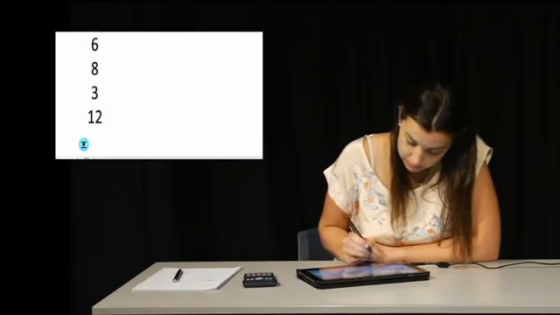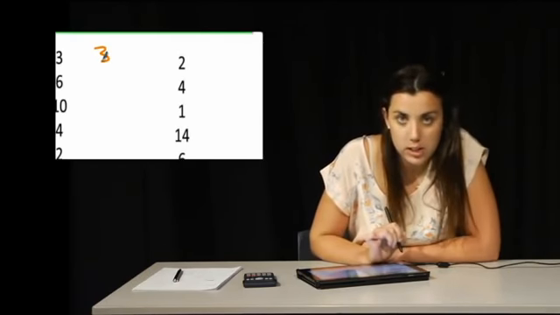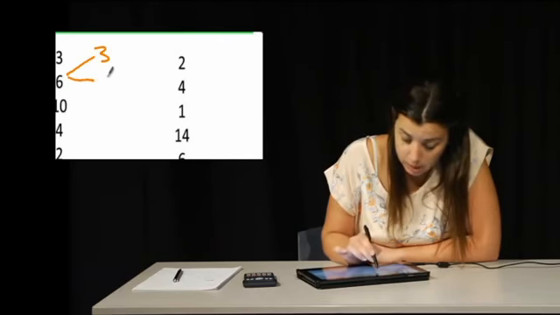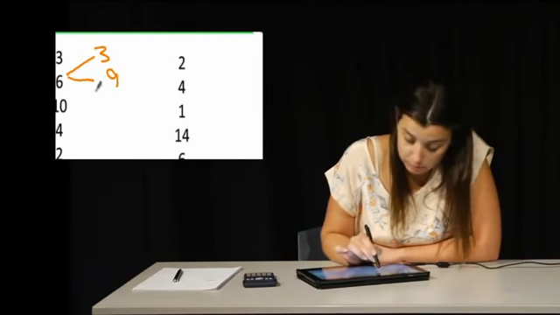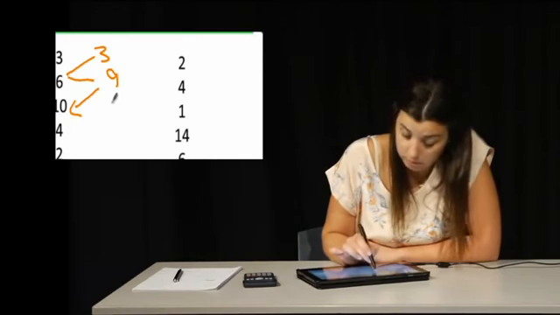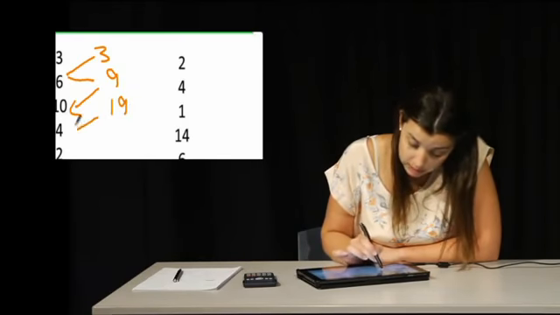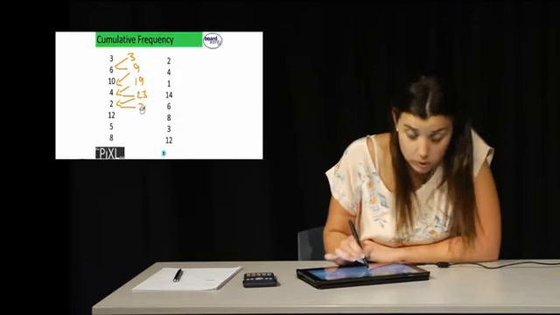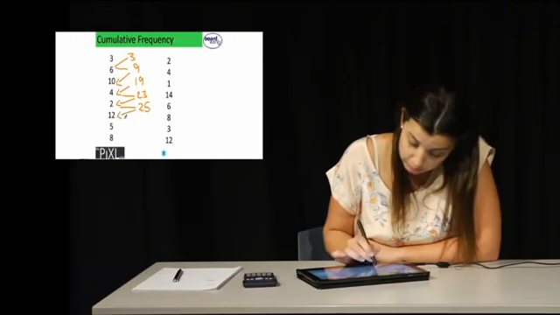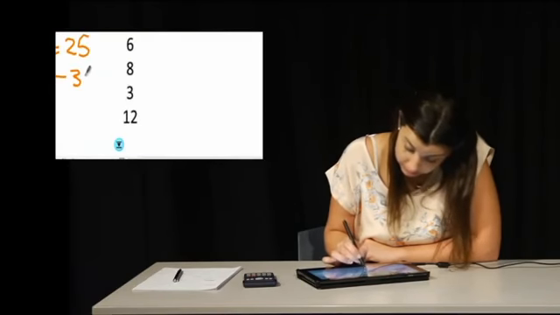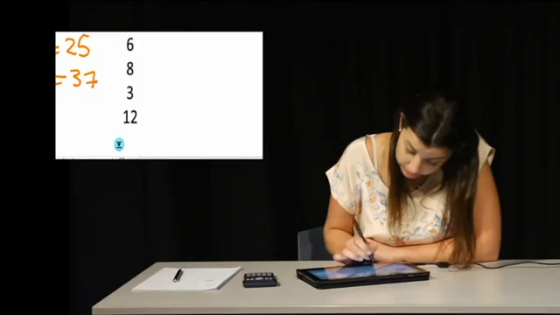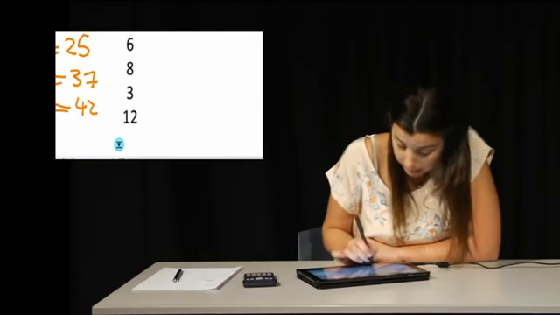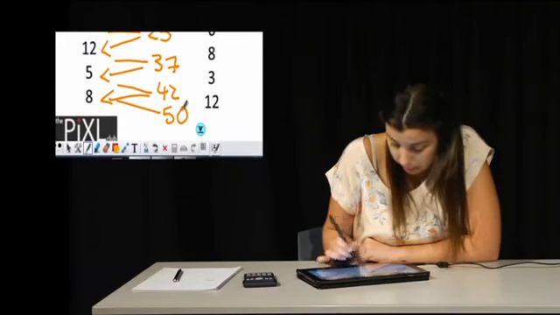Our first number is 3. So we just write 3 down next to it. Our next number is 6. We add 6 to the 3, and we get 9. Our next number is 10. 9 plus 10, 19. 19 add 4, 23. 23 add 2, 25. 25 plus 12, 37. 37 add 5, 42. And 42 add 8 is 50.